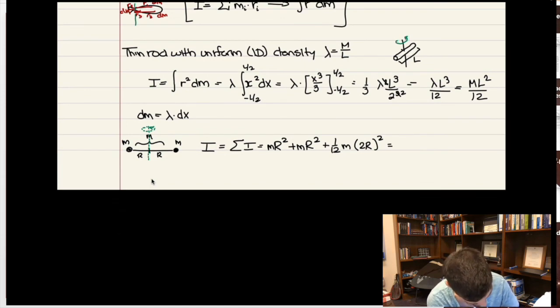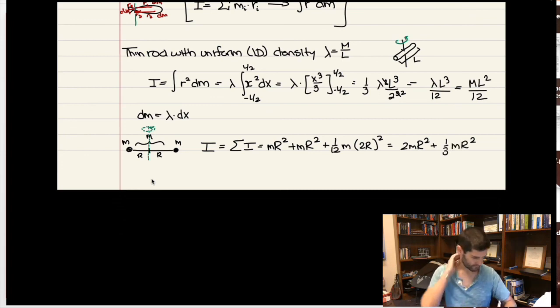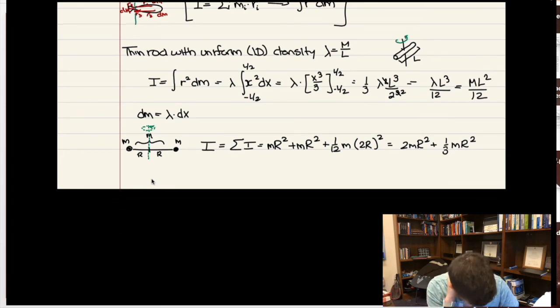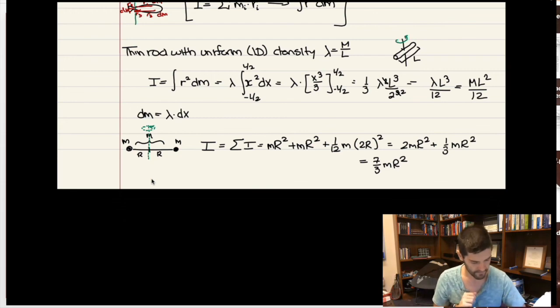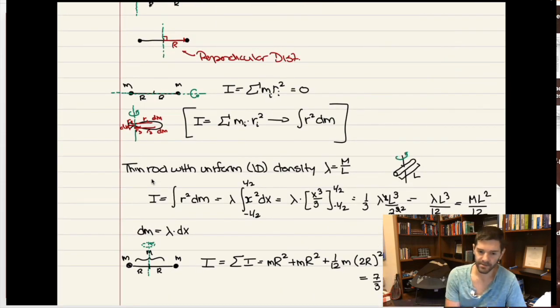So then that looks like it's 2mr squared again for the balls, plus 2 squared is 4. 4 divided by 12 is 1/3, so 1/3 mr squared. So then this looks like it is 7/3 mr squared. That would be the rotational inertia for the baton, where we can't ignore the baton's mass.